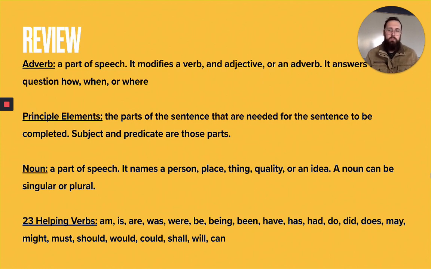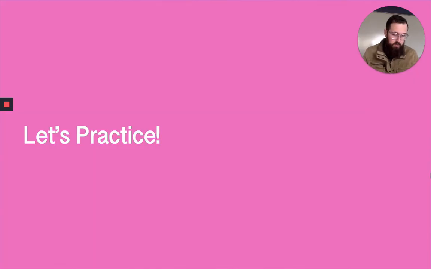Nouns are a part of speech. It names a person, place, thing, quality, or an idea. And a noun can be singular or plural. And I have 23 helping verbs: am, is, are, was, were, be, being, been, have, has, had, do, did, does, may, might, must, should, would, could, shall, will, can. So let's go ahead and get started in our practice from lesson B.